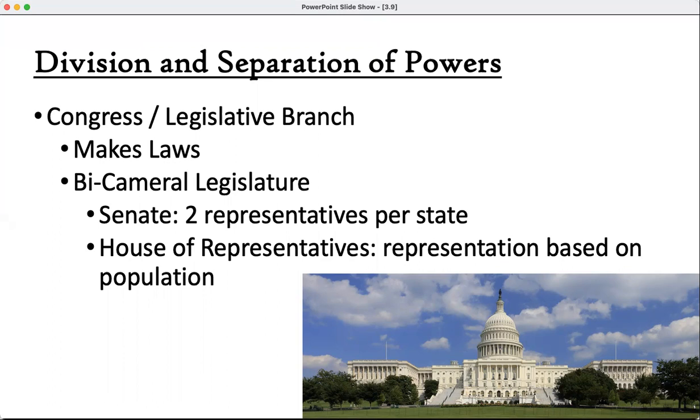Now, one check Congress has on the executive branch is the power of impeachment. So the House can impeach, but then the Senate will indict. What does that mean? I'll get to it. Let me talk about the Senate in just a second.